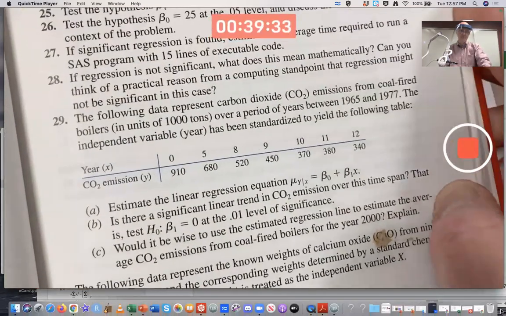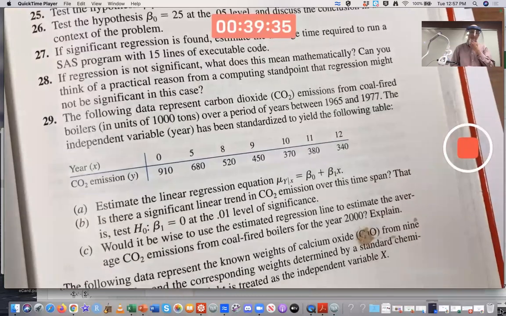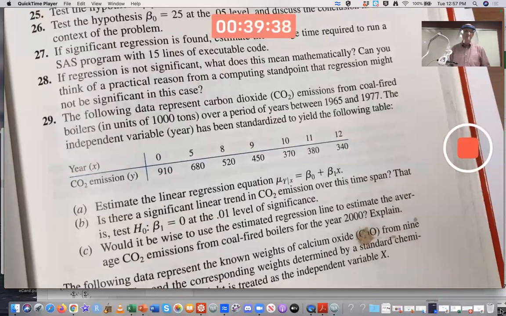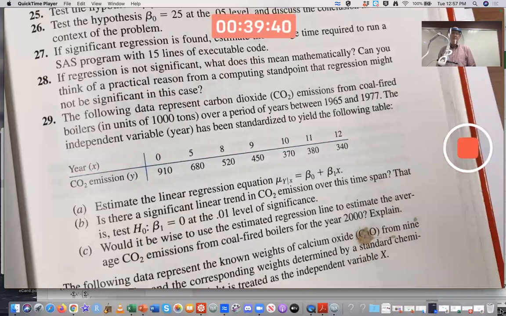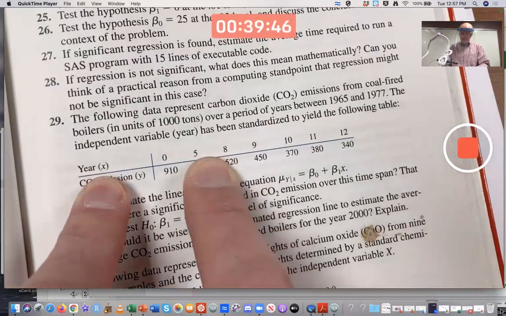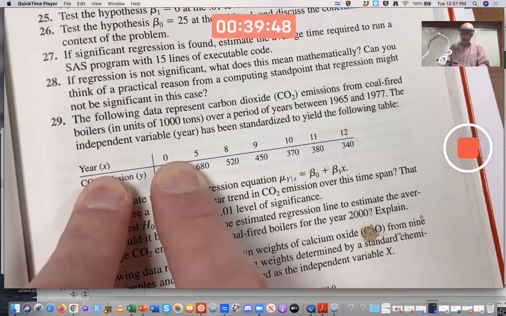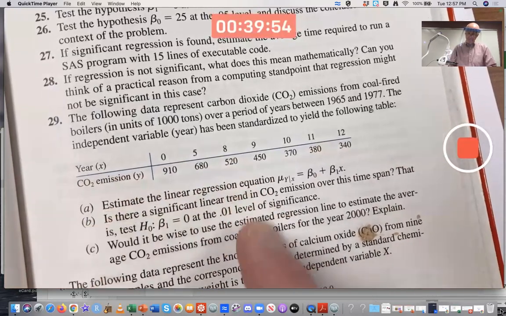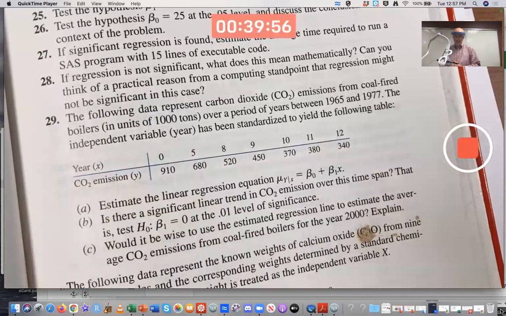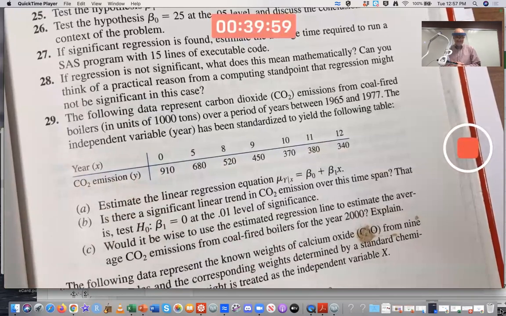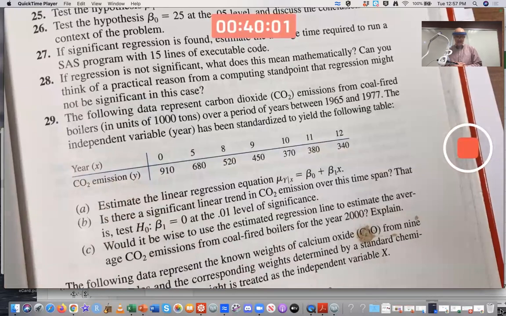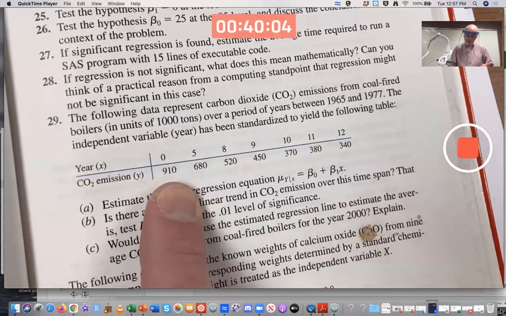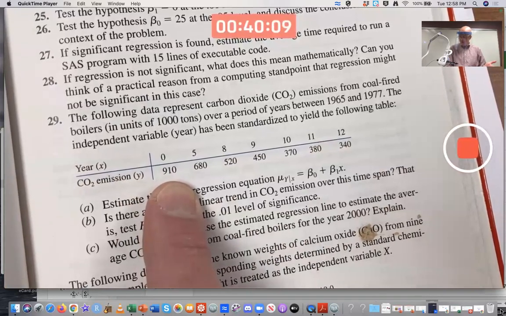Here's the problem. Following data represent carbon dioxide emissions from coal-fired boilers over a period of years from 1965 to 1977. The year numbers is the X value starting in year 0, which I guess is 1965, through year 12, 1977. The Y value is the CO2 emission from coal-fired boilers. For each one of those years, well, they're not super clear on whether that represents the emissions from one plant, one boiler, or an average of a bunch of boilers. They don't really say.